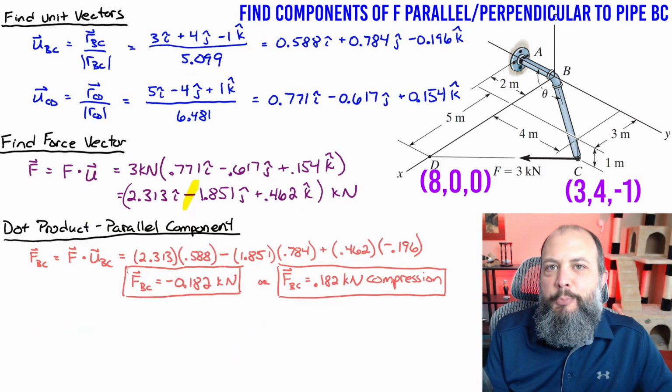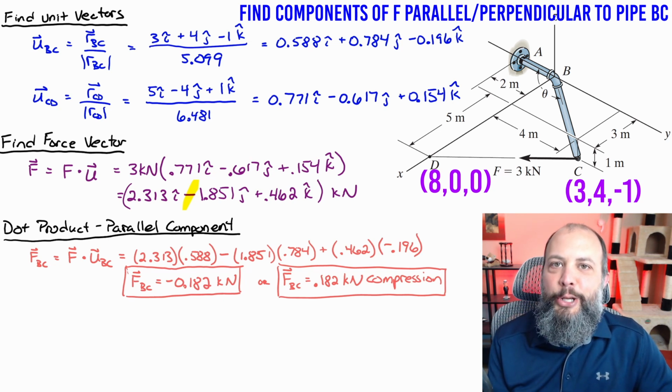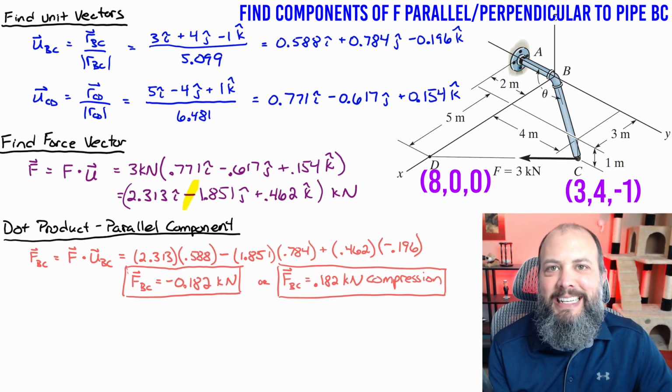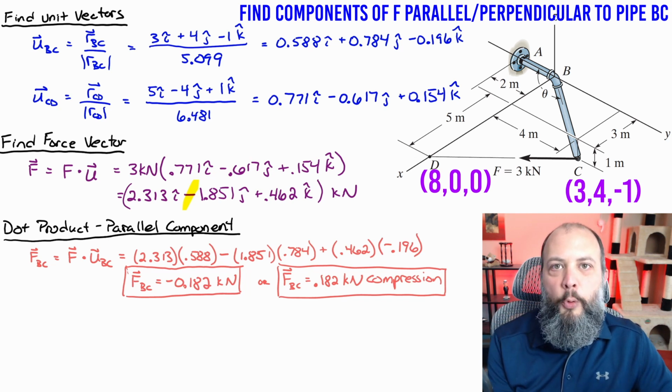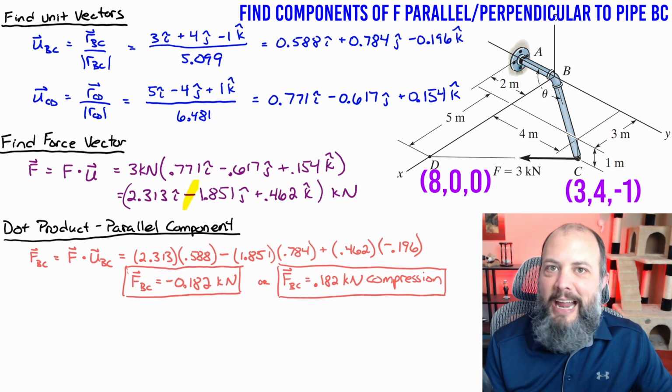When calculating the dot product, I did find that I had a sign error in this last step, so I highlighted it here to make sure if you're following along in your notes that you don't make the same mistake. So in order to calculate FBC, that is the component of the force vector in the direction of pipe BC, you do a dot product between the force and the unit vector that points from B to C. And you do this by just multiplying the X components, the Y components, and the Z components, and adding them all together, and you get a single numerical answer.